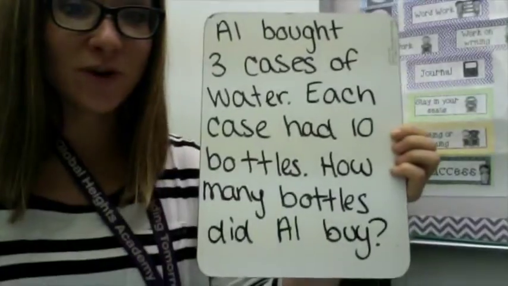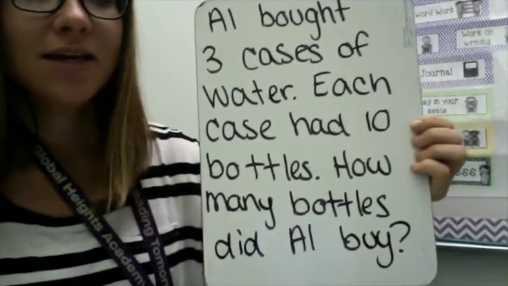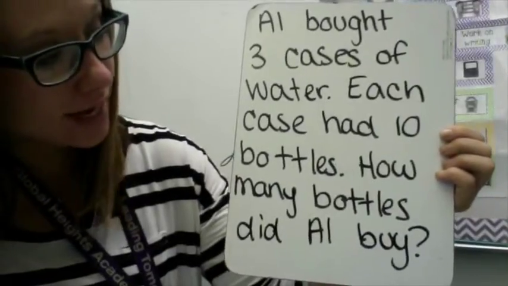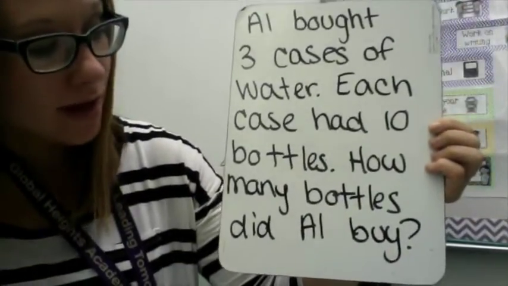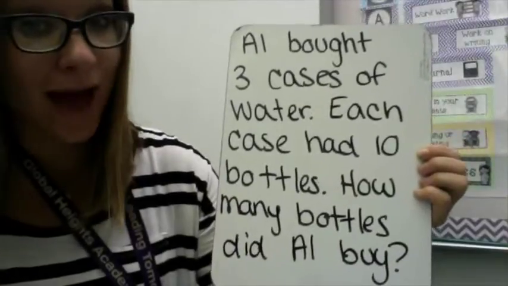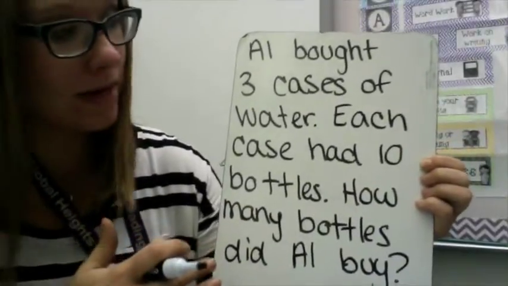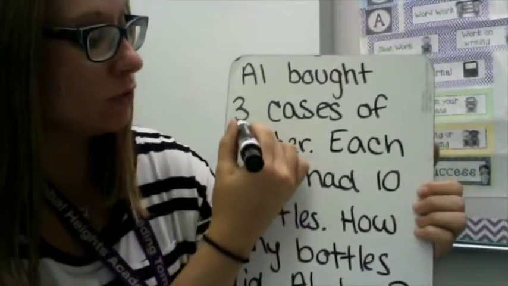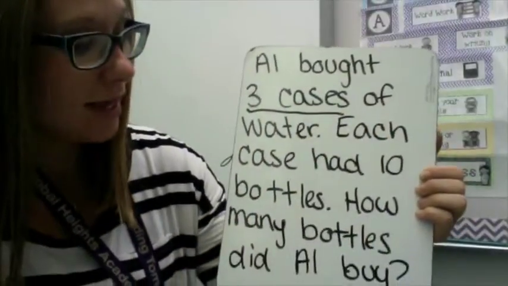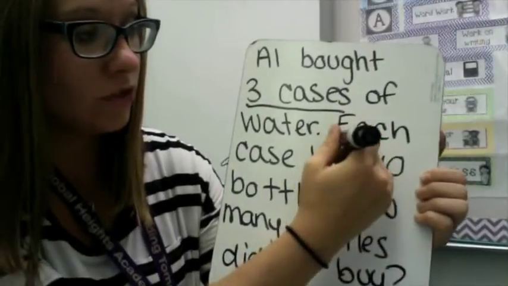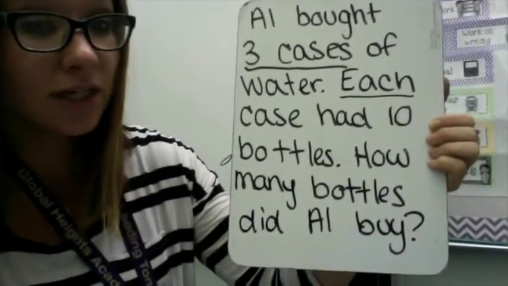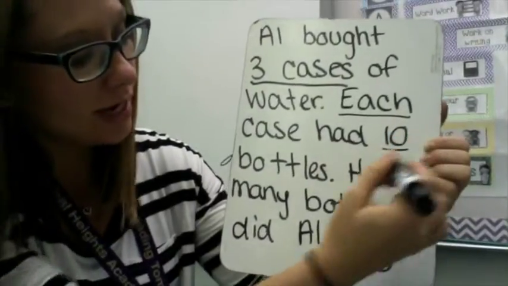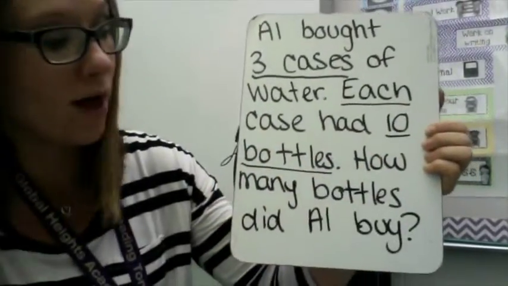Let's go ahead and do a story problem with those multiples of 10. It says, Al bought 3 cases of water. Each case had 10 bottles. How many bottles did Al buy? Let's reread and figure out what we know. Al bought 3 cases of water. So we know there's 3 cases. Each case, there's your word each. Each case had 10 bottles. So we know inside each case was 10 bottles of water.